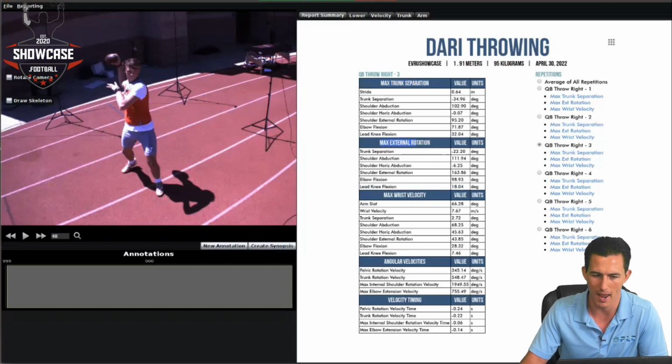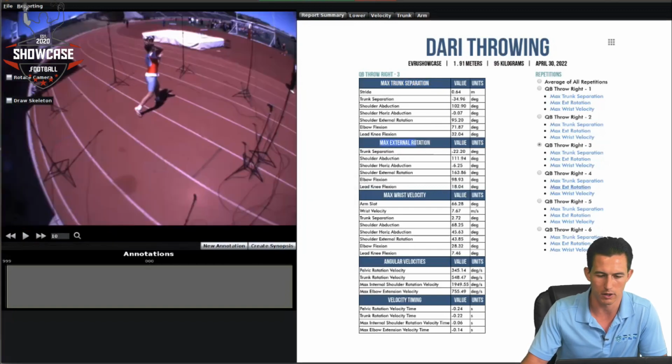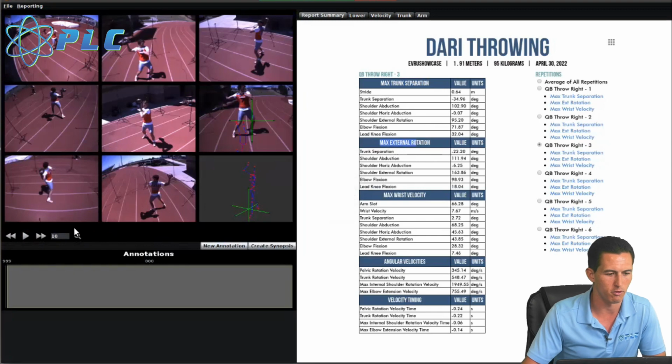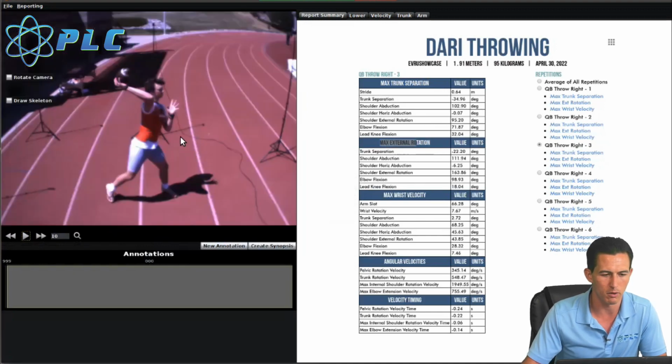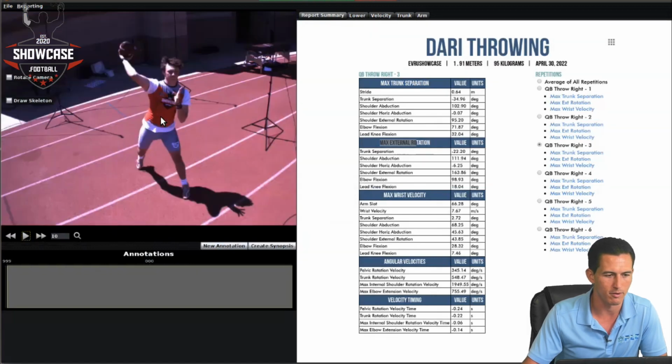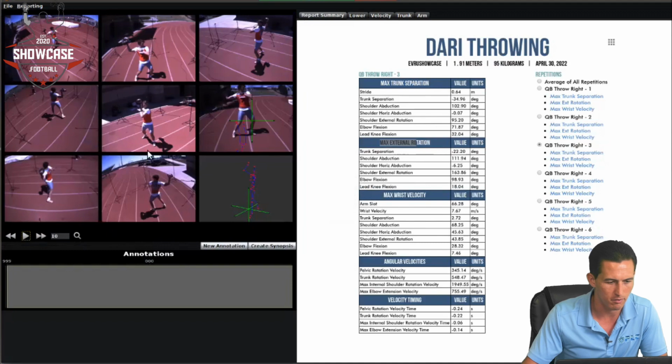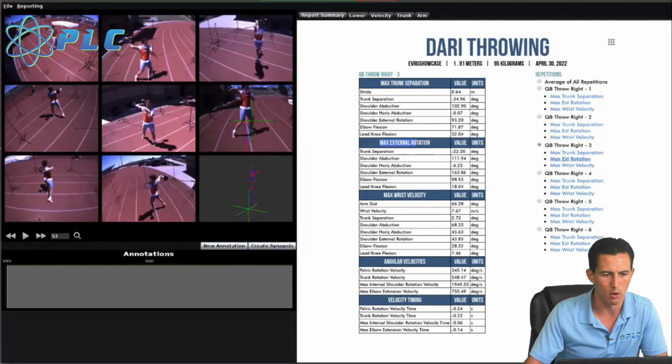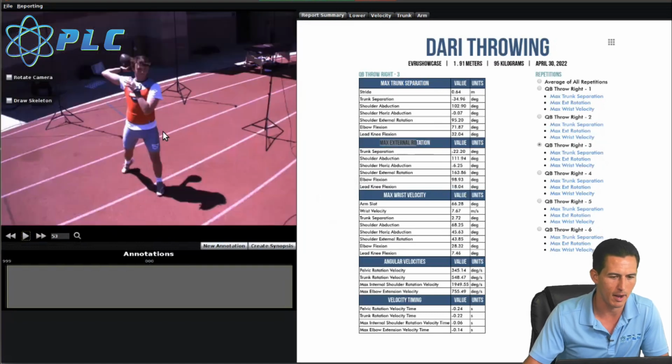So then we could also see max external rotation. We can quickly go to that moment as well, right? So this is when he was in the most amount of external rotation within the throw. Generally, we would want that to be at about this time in the throw, right, where he's a little bit into it, and we don't have the video here synced up perfectly with that moment. It looks like now we will be able to, right? So now he's at that max moment there.